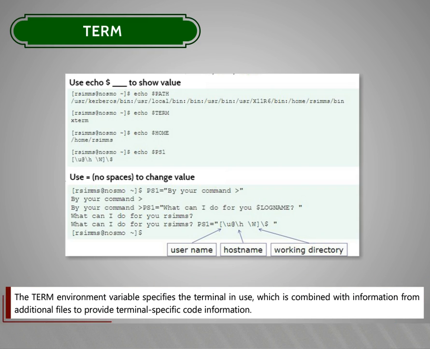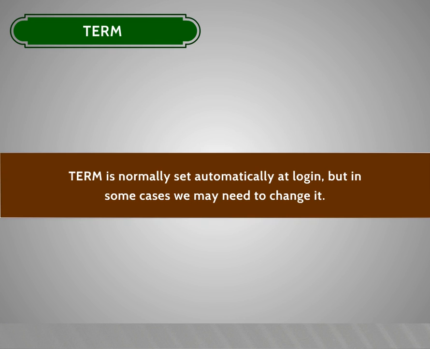The TERM environment variable specifies the terminal in use, which is combined with information from additional files to provide terminal-specific code information. TERM is normally set automatically at login, but in some cases we may need to change it.